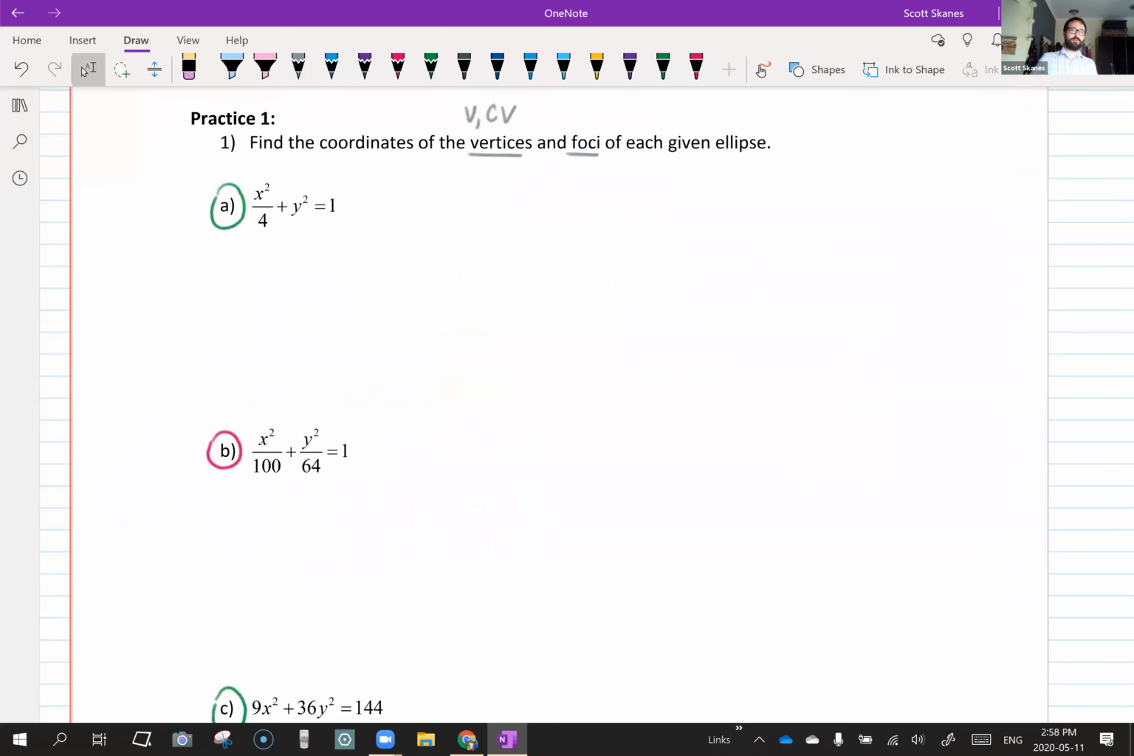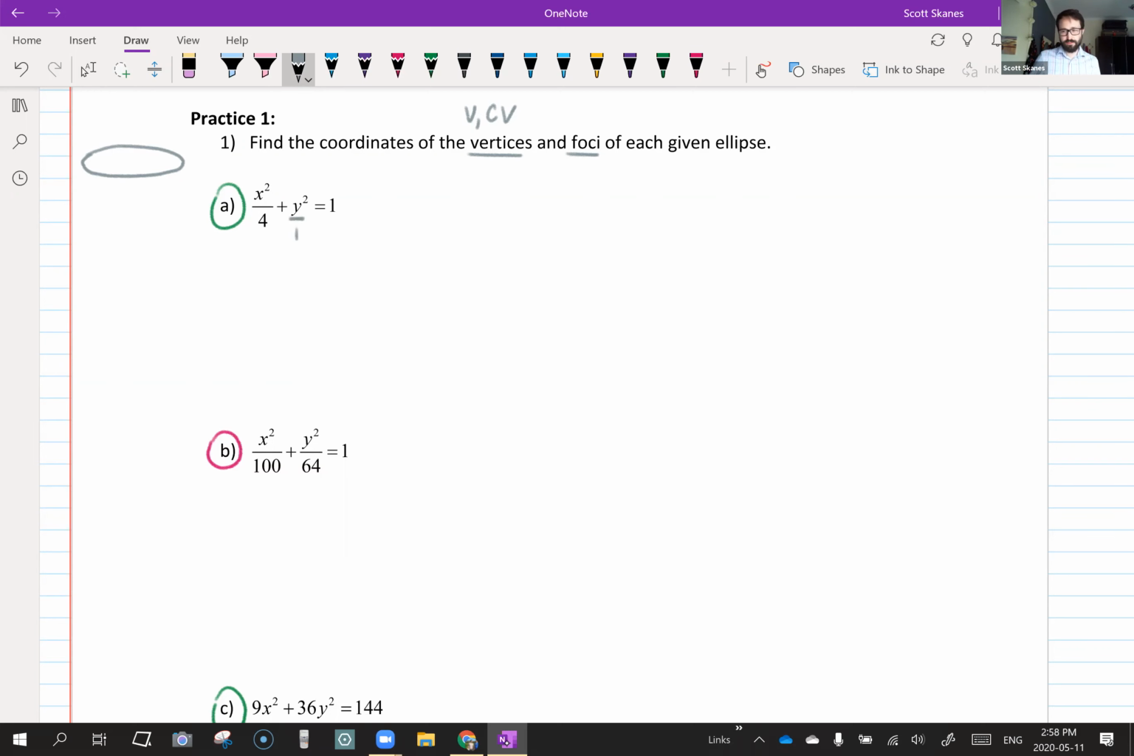All right, so allow me to begin the tale. Before I even start, I know this ellipse will look like this. How do I know that? Because the bigger number on the bottom is touching the x, so it's stretched in the x direction. The number on the bottom here is just a 1, so it's smaller.